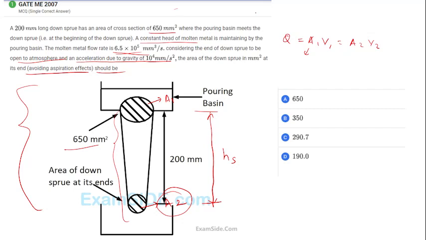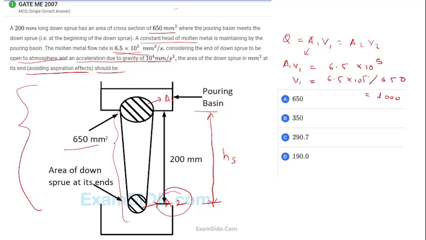So firstly, let's find V1. We can write A1 V1 equals 6.5 × 10^5. So V1 will be 6.5 × 10^5 divided by A1, which is given as 650. So this will be 1000 mm per second, right?